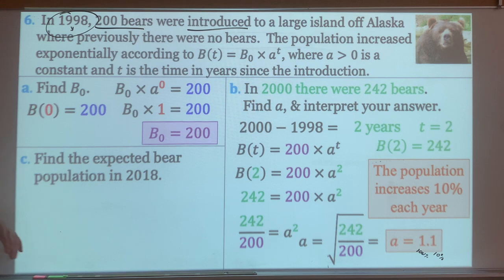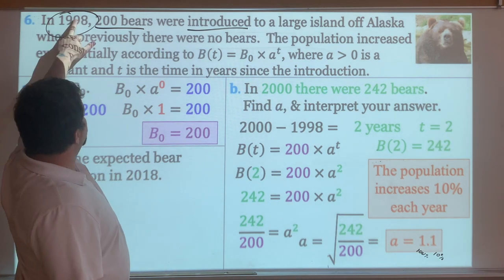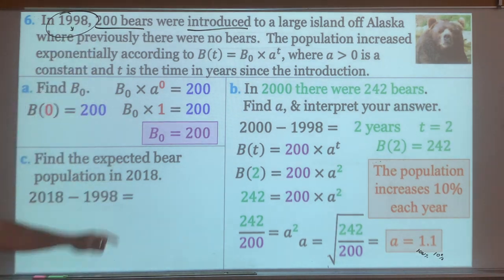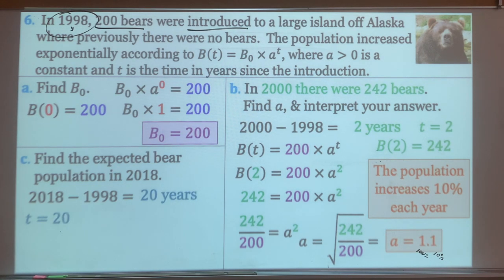Find the expected bear population in 2018. We could do this now, because now we have a quality equation to use. 2018, what would our T be? Well, 2018 minus 1998 is 20 years. So our T is 20.